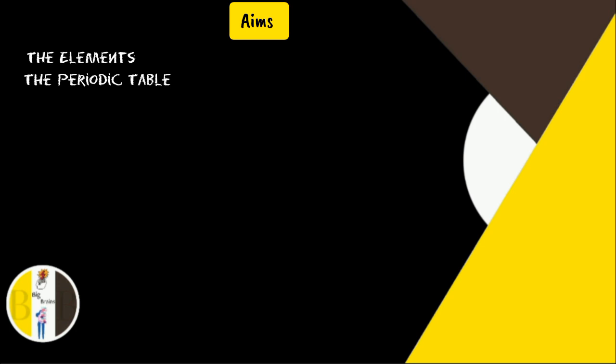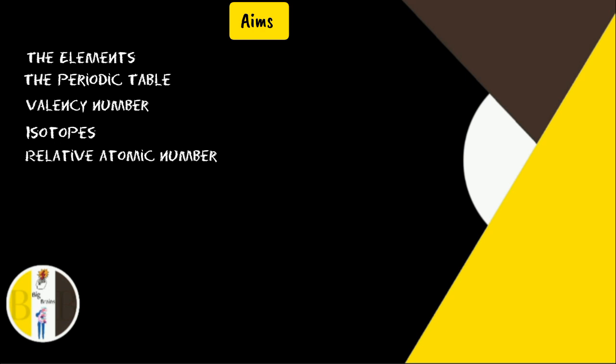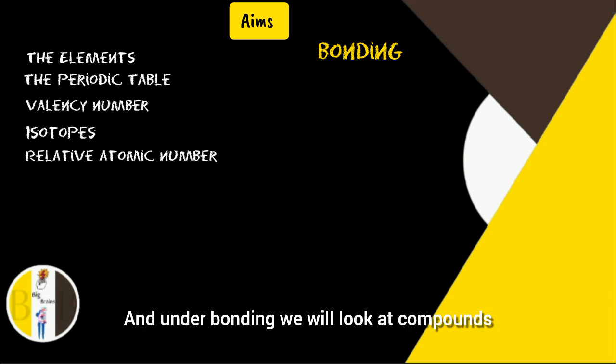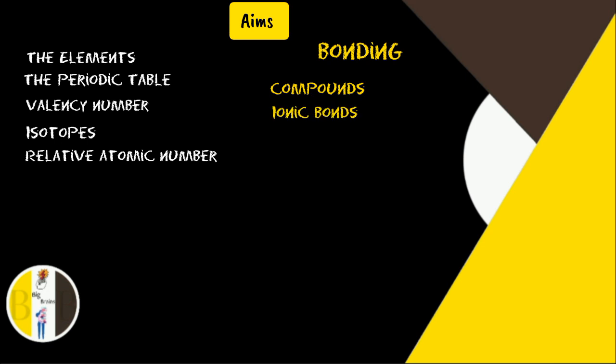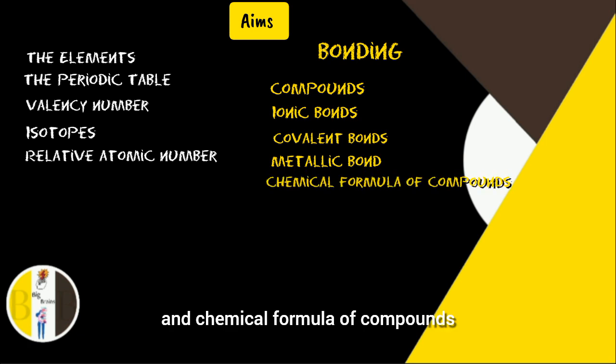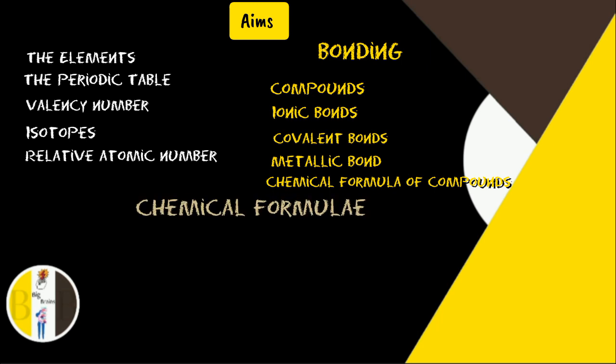In this lesson, we are going to cover these topics: the element, the periodic table, valency number, isotopes, relative atomic number, and we are going to cover this topic, bonding. And under bonding, we will look at compounds, ionic bonds, covalent bonds, metallic bonds, and chemical formula of compounds. Then finally, we'll look at chemical formulae and equations as a whole topic.